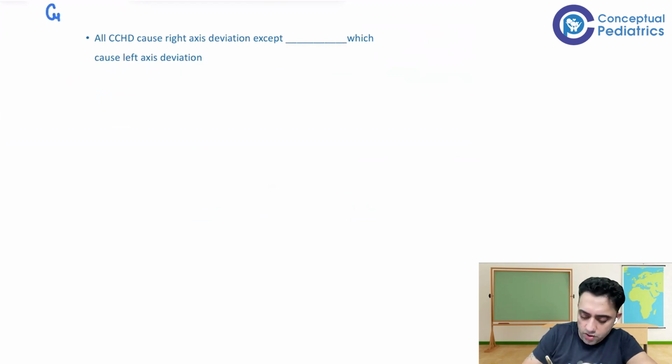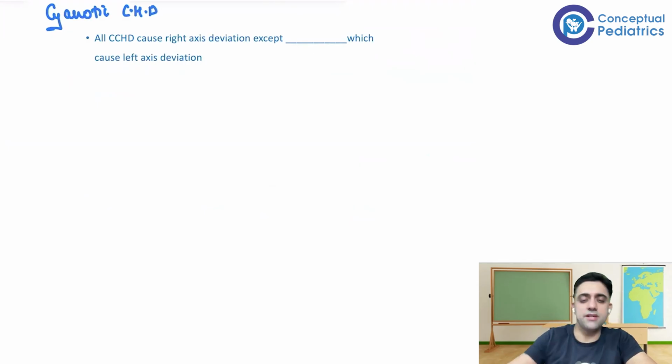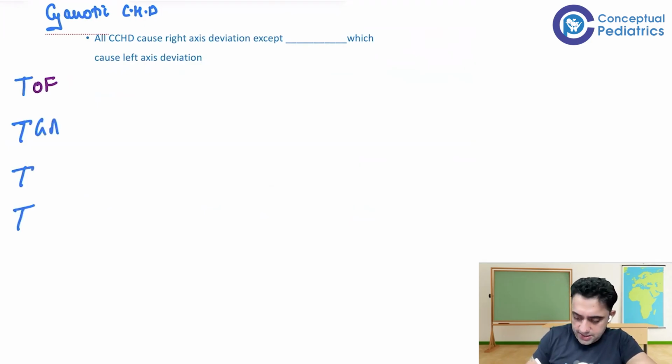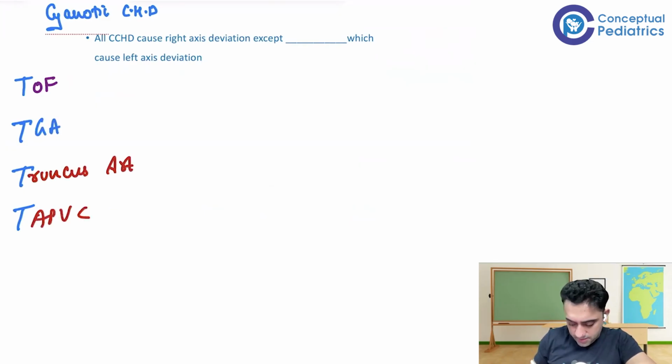All the cyanotic congenital heart disease. First of all, name some cyanotic congenital heart disease. The answer is T, T, T, T. The answer is TOF. The answer is TGA. The answer is truncus arteriosus. The answer is TAPVC. The answer is tricuspid stenosis.